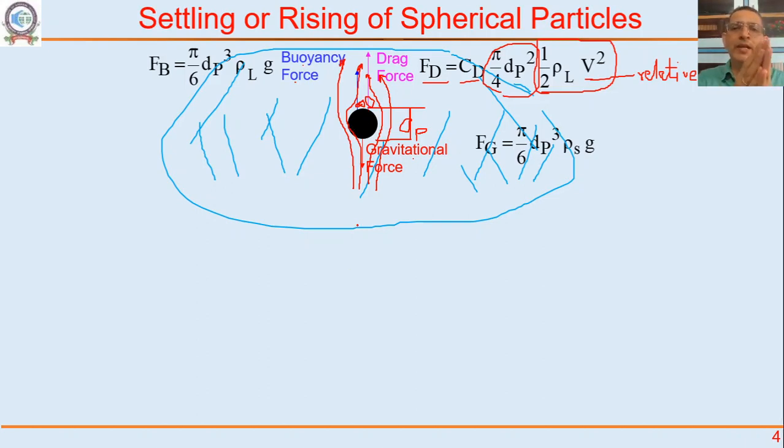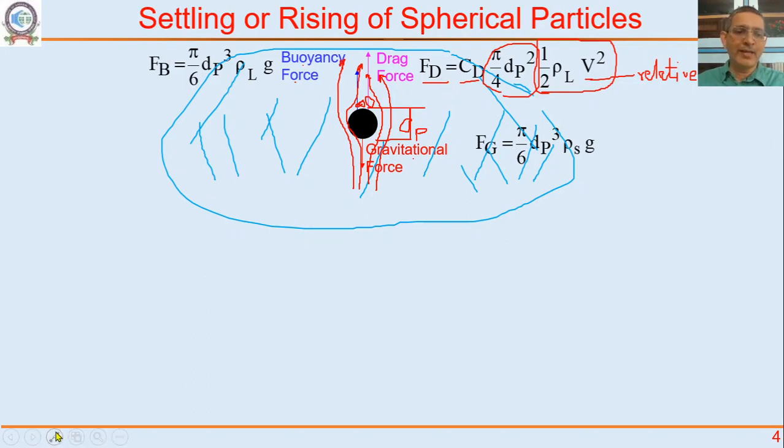Now suppose I am holding this particle, and I allow this particle to go. I have released this particle slowly. What happens? Initially velocity is 0. If velocity is 0, what happens to drag force? Drag force is 0. Gravity force is larger than buoyancy force. This particle starts accelerating downwards. As the particle accelerates downwards, this velocity increases, and drag force increases.